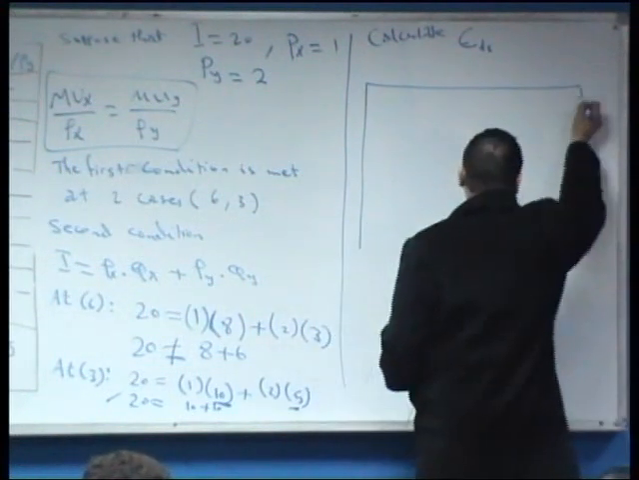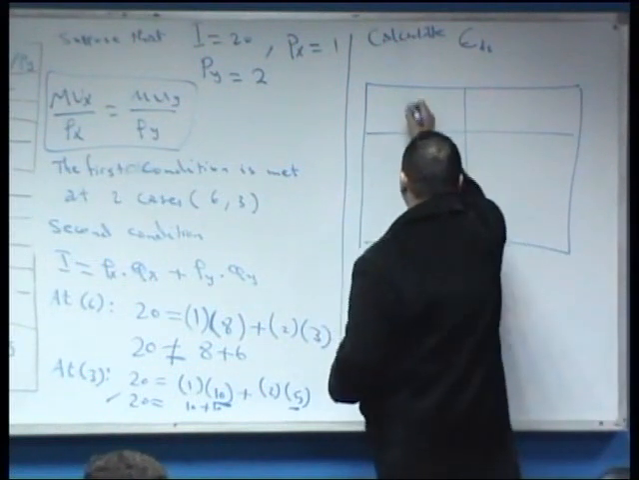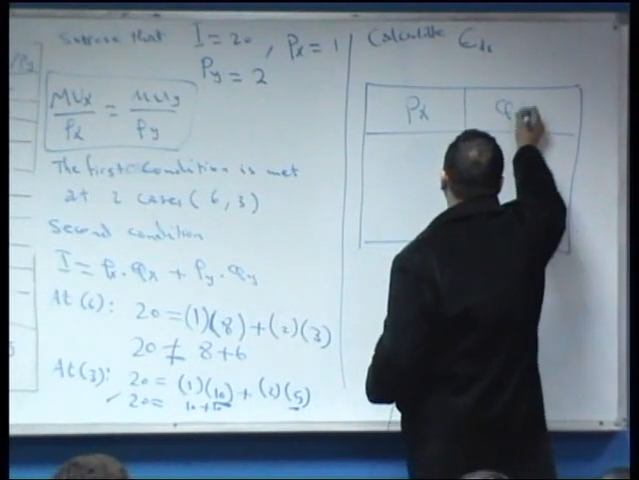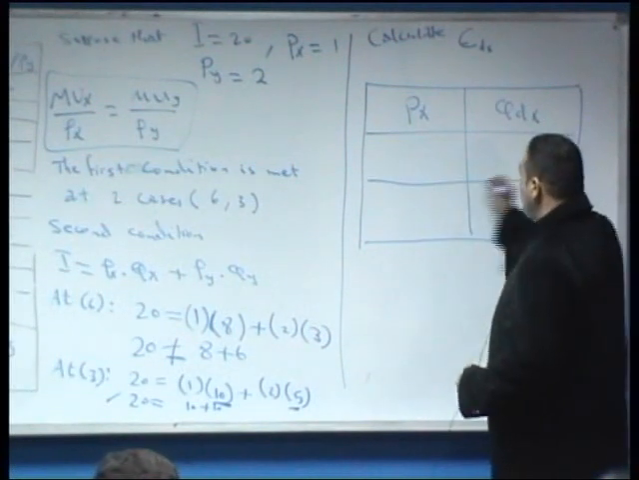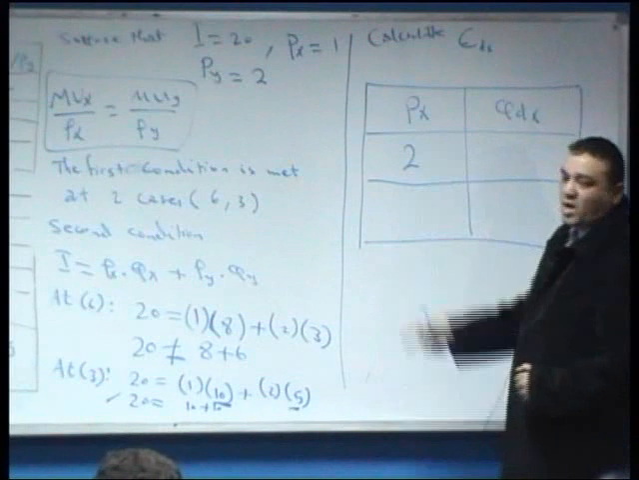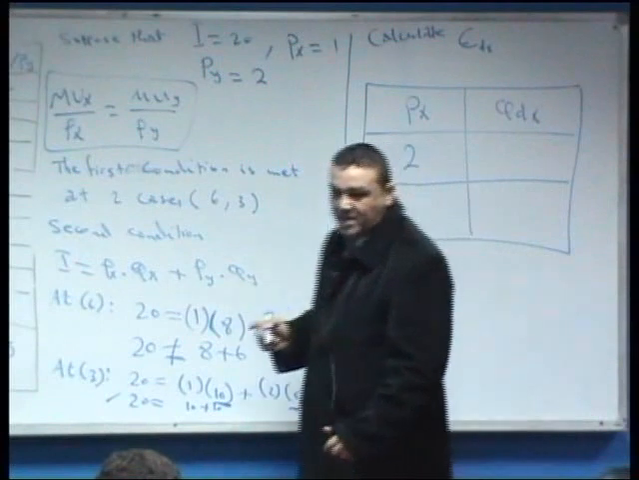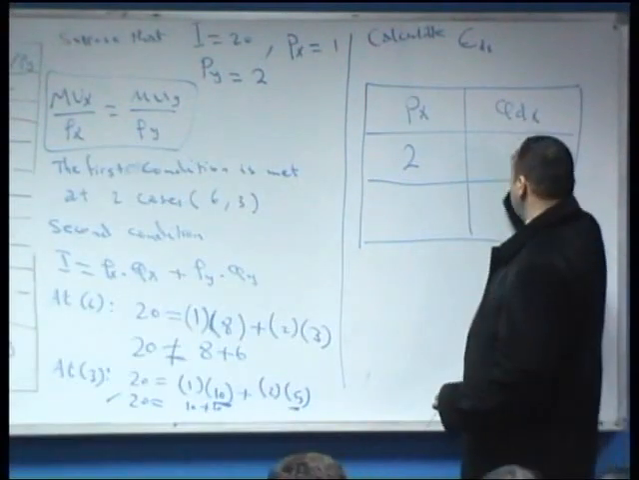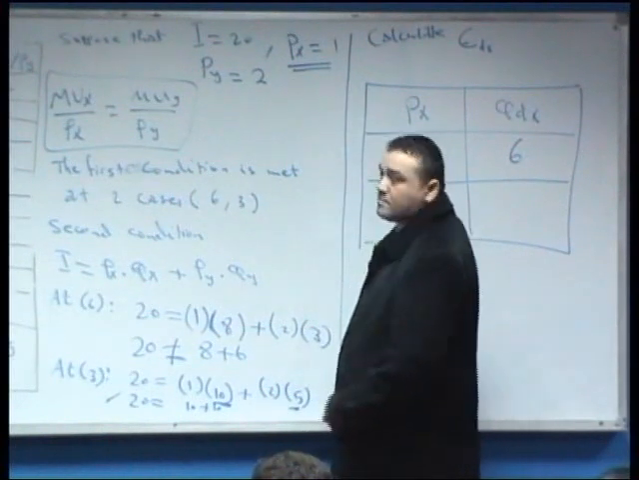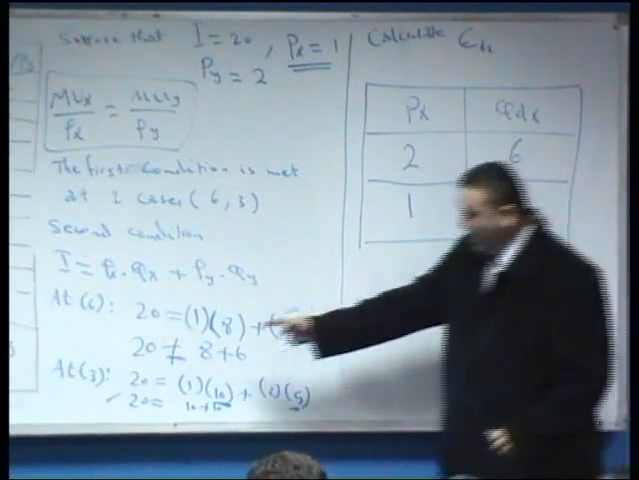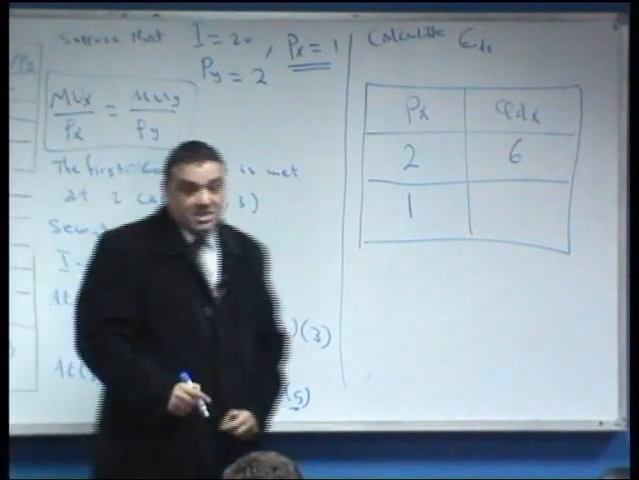Let's draw the table. This is the price of X, the quantity demanded of X. When the price of X was 2, how much was the quantity demanded of X? 6. When the price of X declined to 1, as you see here, the quantity of X is 10 units.